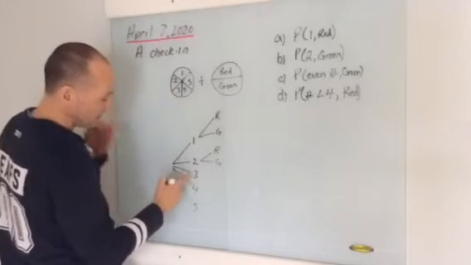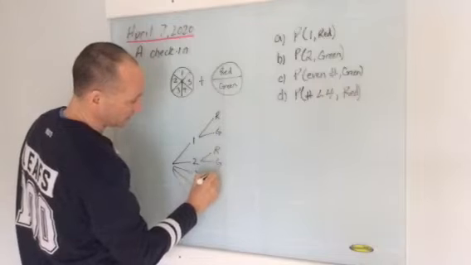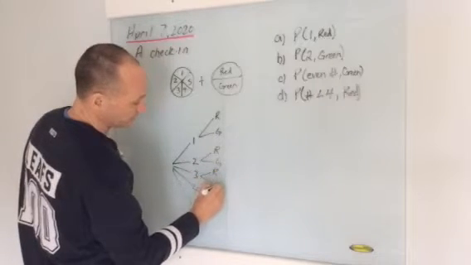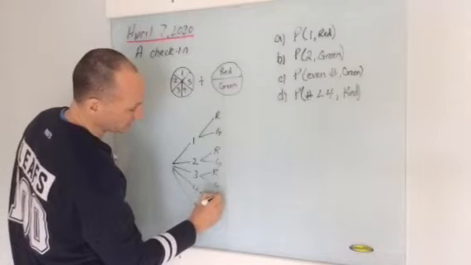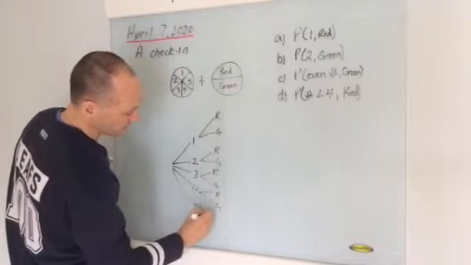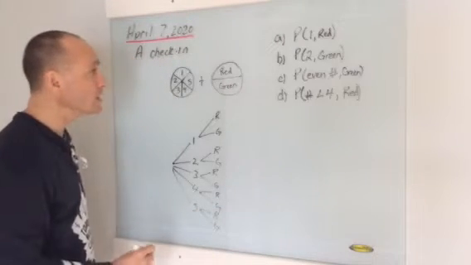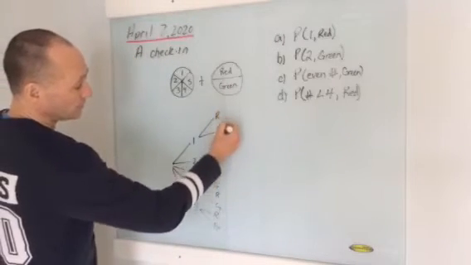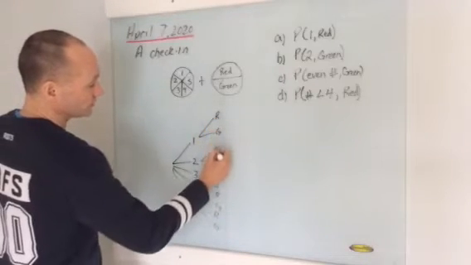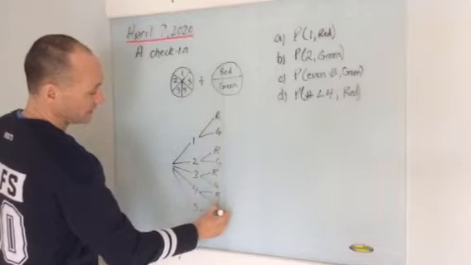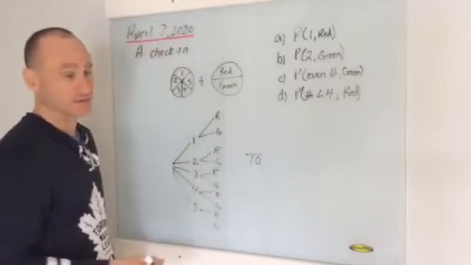If I spin a 3, the next time when I spin this spinner, it can be either a red or a green. If I spin a 4, my second option can either be red or green. And if I spin a 5, it could be either a red or a green. This lists all the possible outcomes that could happen. So there is 1, 2, 3, 4, 5, 6, 7, 8, 9, 10. There are a total of 10 possible outcomes.